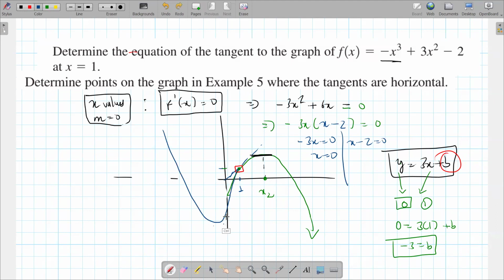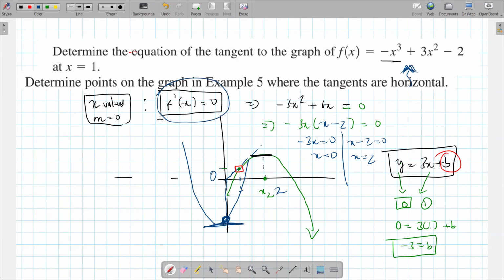There's a turning point right here at 0, and the other one is at 2. So this value is 2, this value is 0, and that's the answer to this question. At x equals 0 and 2, there's a turning point for this negative cubic function. So to find the turning points, set the slope function, or the derivative, equals 0 and solve for x.